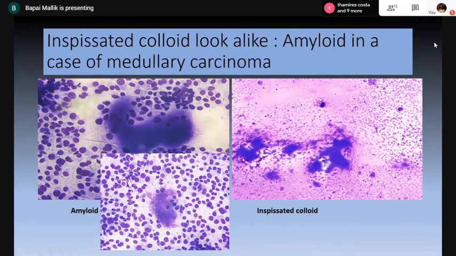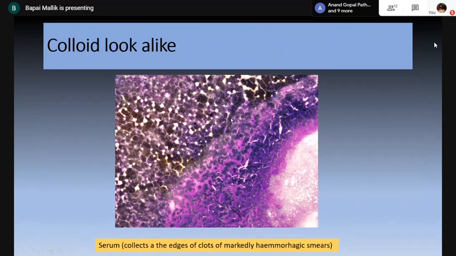And this, of course, is inspissated colloid in a case of a colloid goiter. Now, this is interesting. Sometimes you have serum, and this serum collects only at the edges of the slide near the clots. So this is serum. This is not colloid. So if you see something that looks like colloid but is only present around blood clots, what you are dealing with is not colloid. This is just serum, but it looks very, very similar to colloid. So look at the way it is present. It's very important.